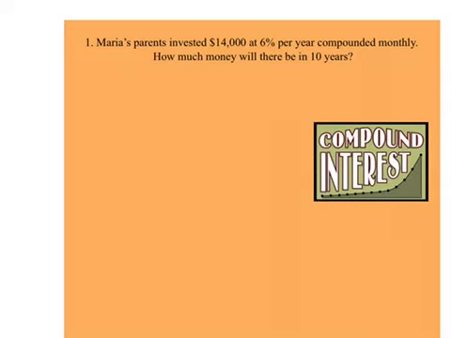So let's go ahead and look at this first example here. We have Maria's parents who invested $14,000 at 6% per year, compounded monthly. How much money will there be after 10 years? So we want to find all of these different values. We need to know a P value, we need to know an R value, we need to know an N value, and we need to know a T value so that we can plug them all into our equation.